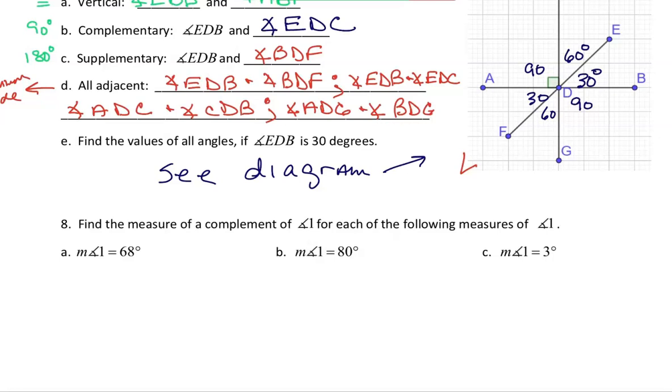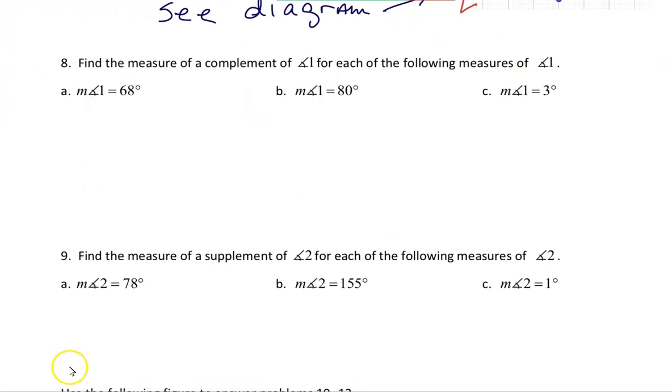Okay, so now we have some more questions. All right, so this says for number 8, find the measure of a complement of angle 1 for each of the following measures of angle 1. Okay, so if angle 1 is 68, complements add to 90, subtract 68 from 90. 8 minus 2 is 2. So this has to be 22 degrees.